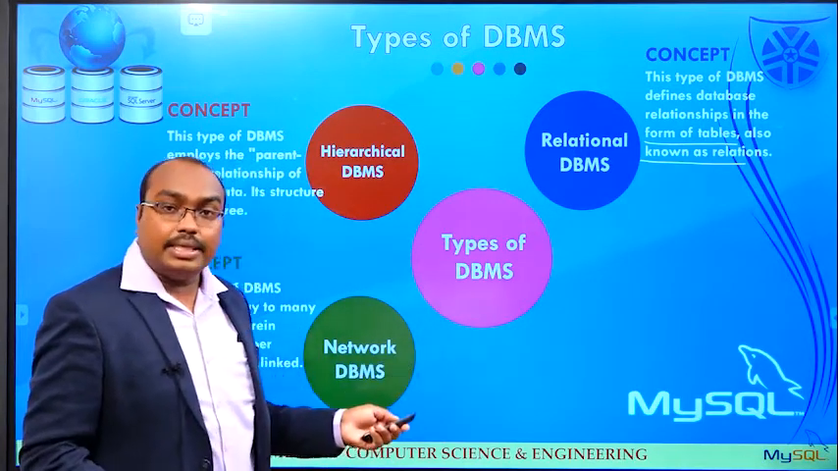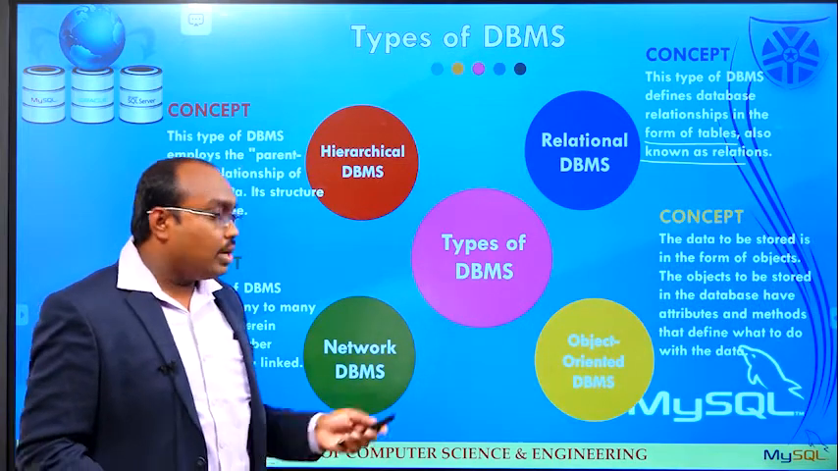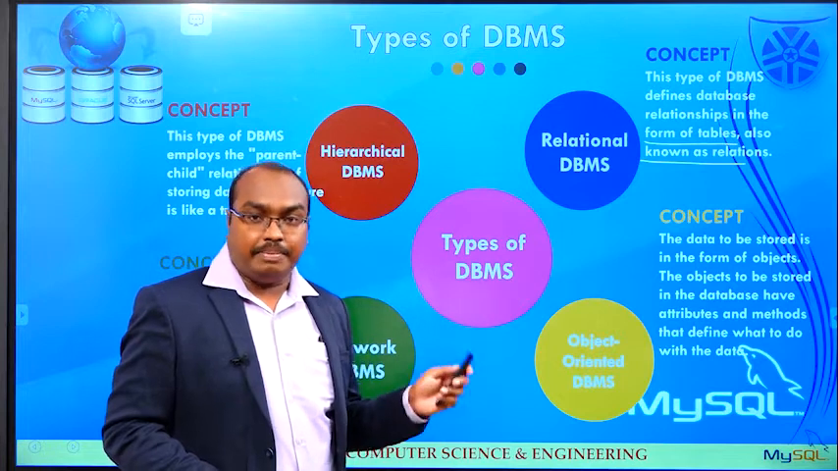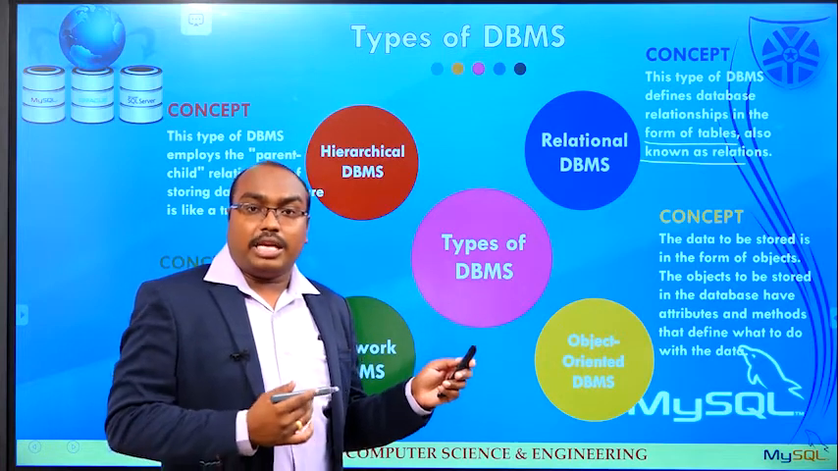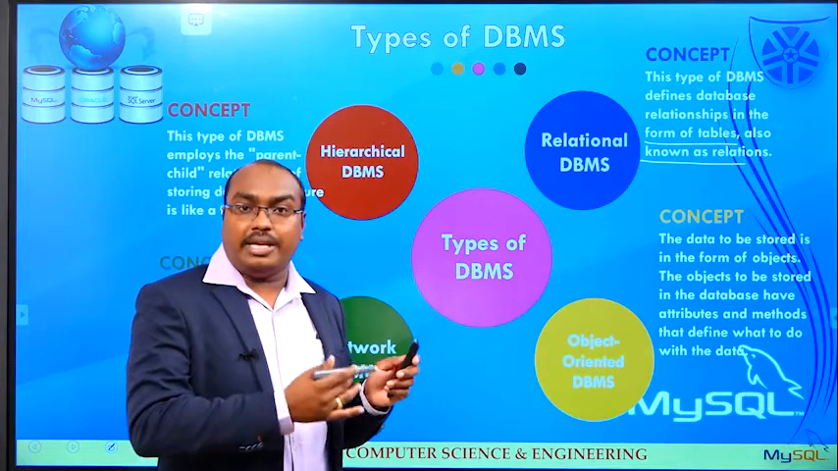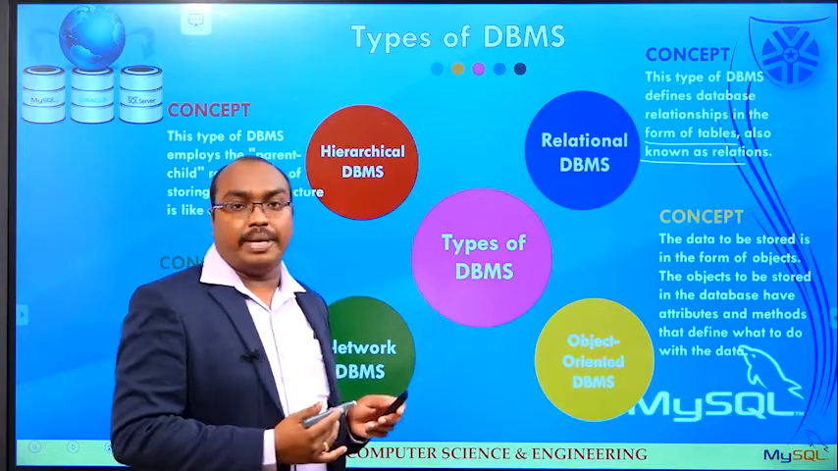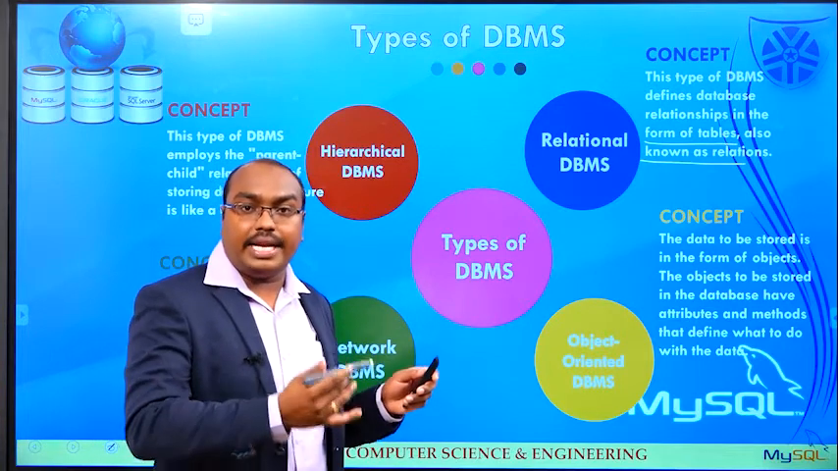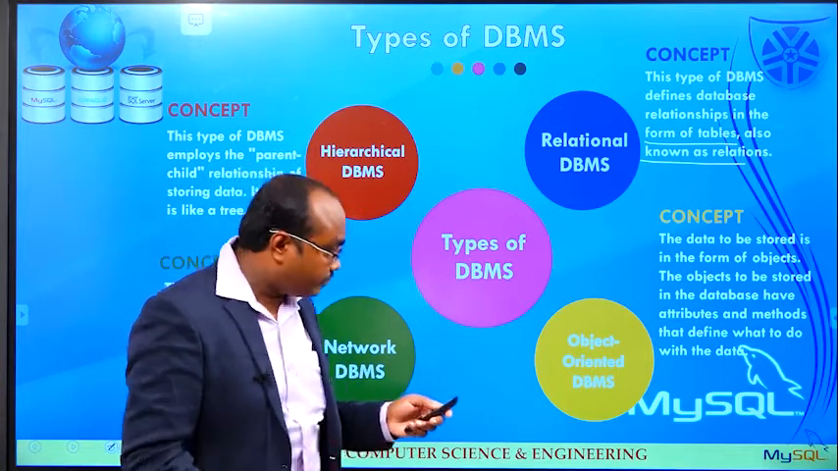And the last DBMS is object-oriented DBMS. Object-oriented DBMS means the data should be kept in object formats. So the entire data should be kept in object formats. In every object, they have to maintain their own data and its operations.